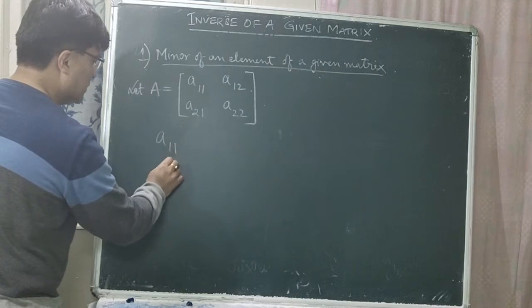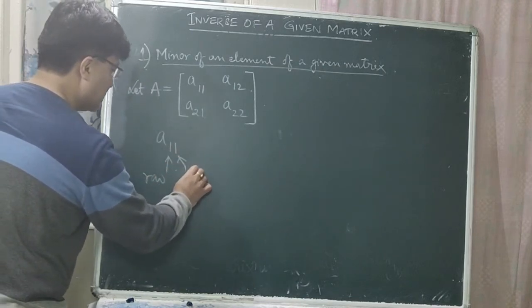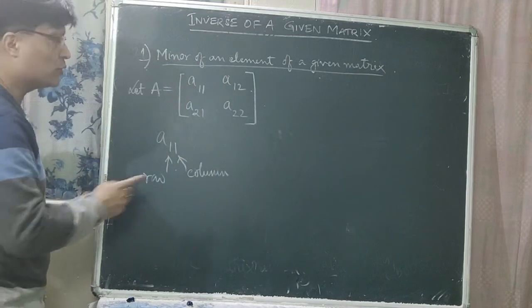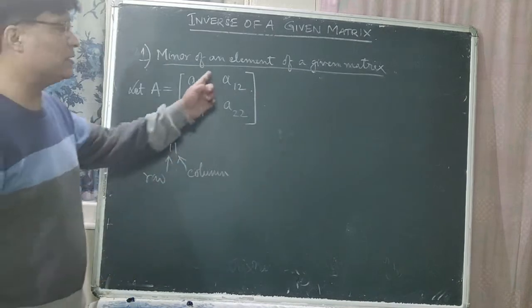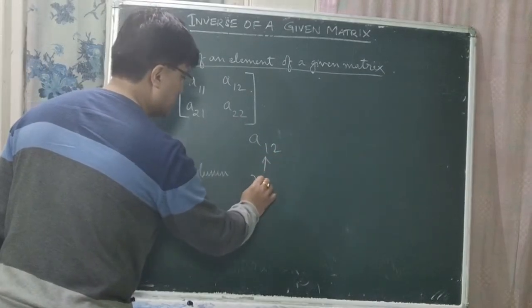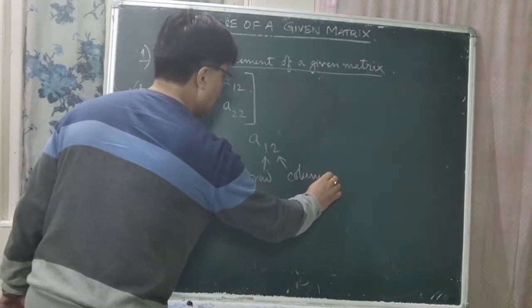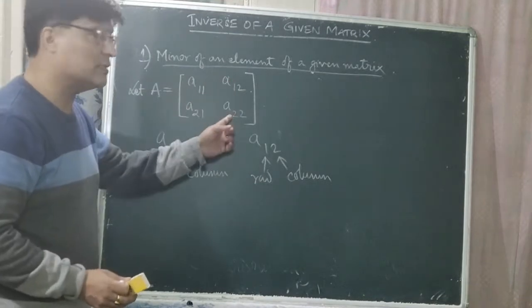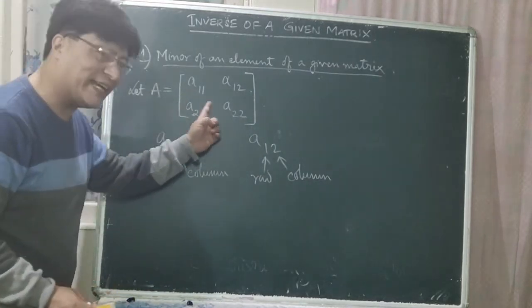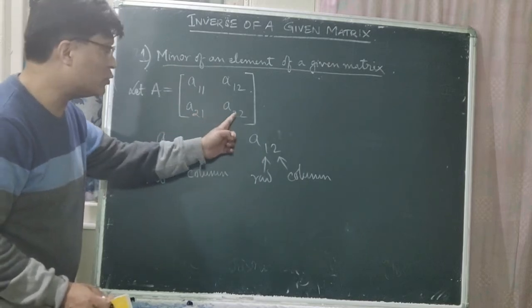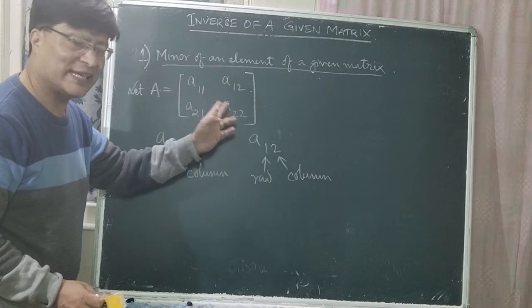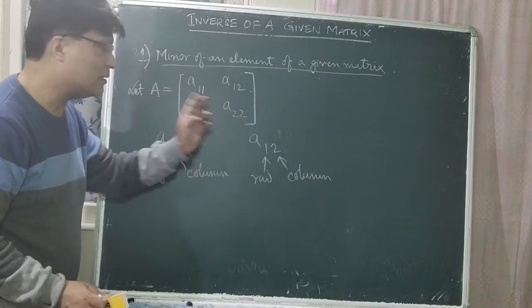I told you already that the first index represents row and the second index represents column. So A11 is the element in the first row and the first column. Likewise A12 represents the element in the first row and the second column. Similarly A21 means the element in the second row and the first column. And A22 represents the element in the second row and the second column.